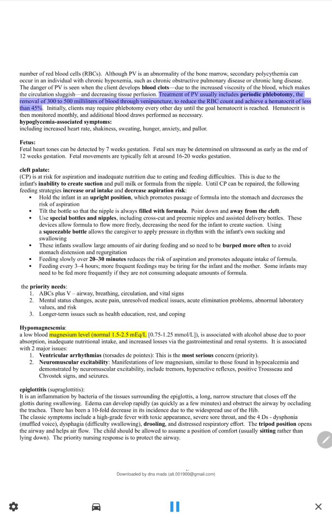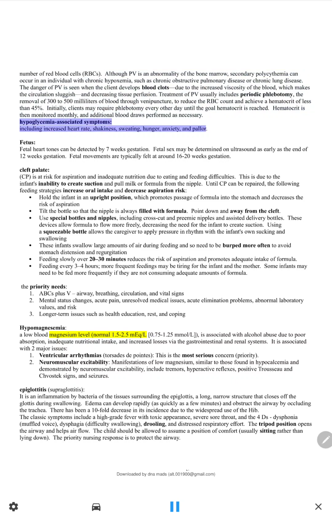Treatment of PV usually includes periodic phlebotomy, the removal of 300 to 500 milliliters of blood through venipuncture, to reduce the RBC count and achieve a hematocrit of less than 45%. Initially, clients may require phlebotomy every other day until the goal hematocrit is reached. Hematocrit is then monitored monthly, and additional blood draws performed as necessary.